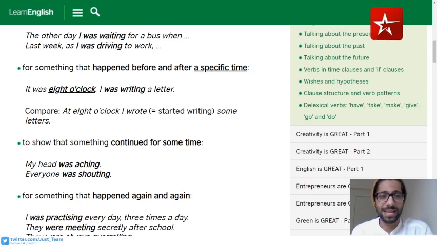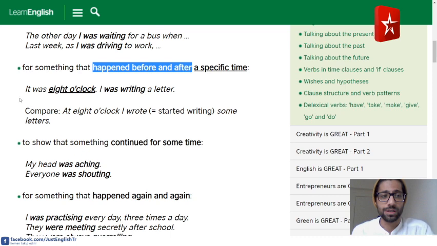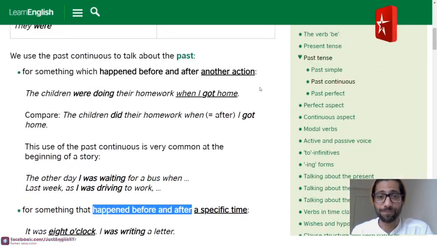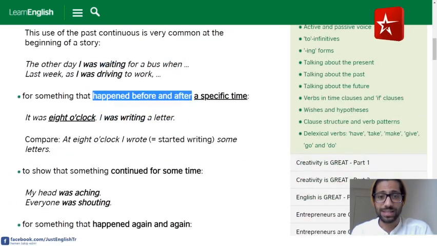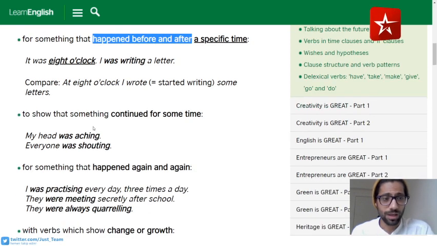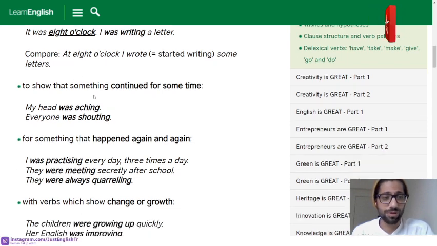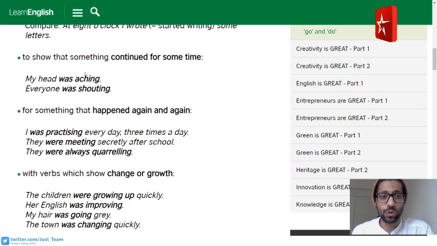Here, for something that happened before and after a specific time. So it was 8 o'clock. I was writing a letter. A specific time. Another action, specific time. So before and after, the same. Compare. At 8 o'clock, I started writing some letters. This is a comparison, to show that something continued for some time.